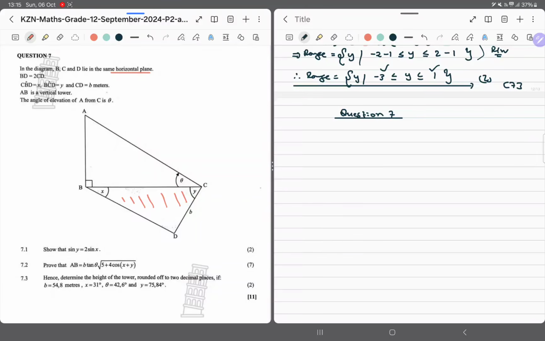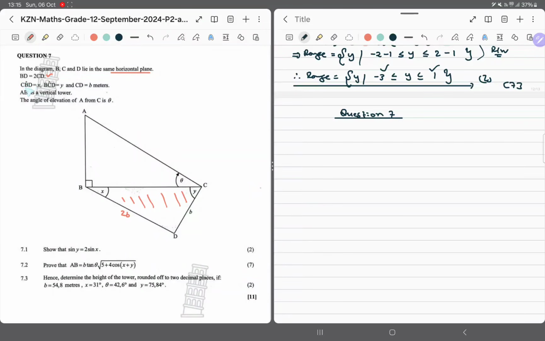So B is shaded. Now, BD is equal to 2 times CD. So CD is, say, B units, which means BD is 2 times B. Very important, guys, to look at statements and do the right interpretations.